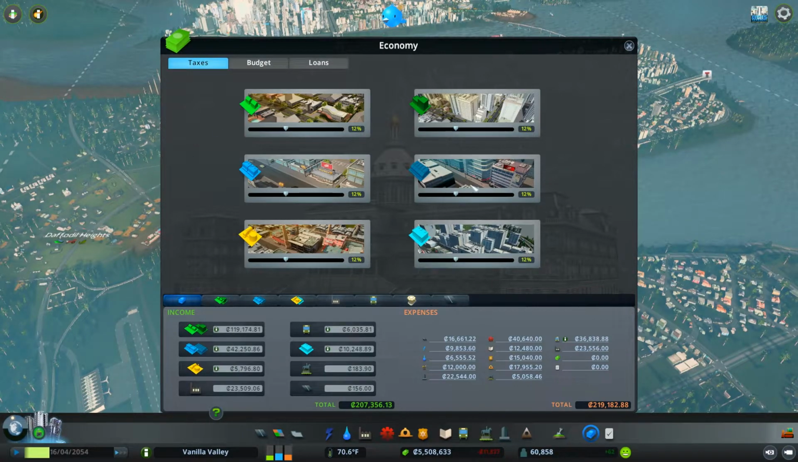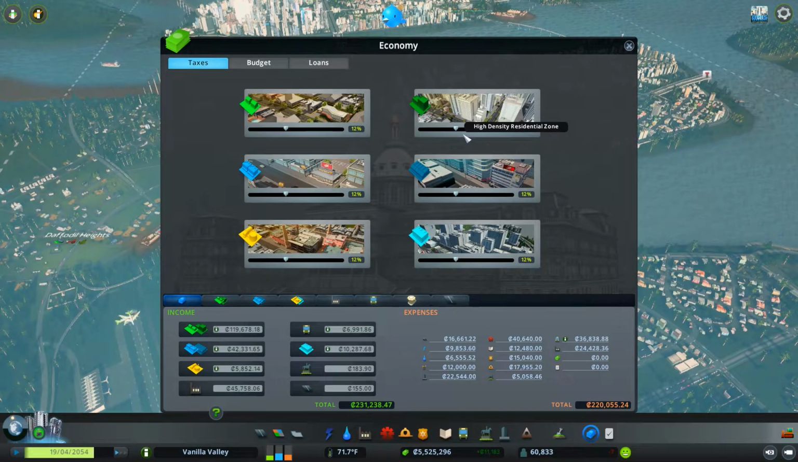But if you pull this up, the first thing you'll see is your taxes. And this shows you the 6 different tax brackets, I guess you could say, of your city. So you have your low density, high density residential, low density commercial, high density commercial, industry, and offices, right? And you can tax them all at different rates. So as you can see, I have mine at 12. Now, generally speaking, when I unlock these, I set them to 12, and I leave them for the remainder of the game.